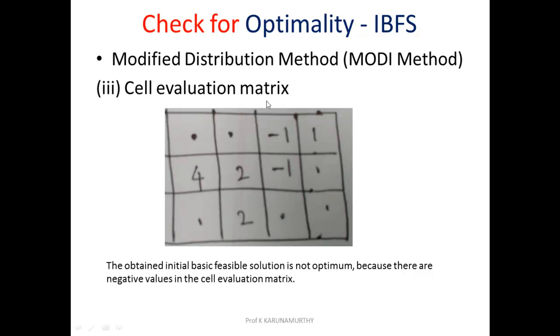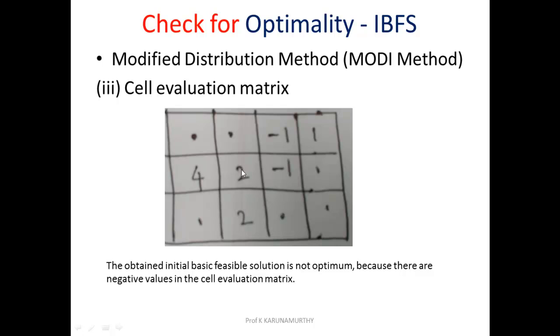Similarly, for all the unallocated cells, from the original cost matrix, we are going to subtract this u plus v matrix for unallocated cells. This we call the cell evaluation matrix. Only if all the entries are positive in the cell evaluation matrix, we say that the solution obtained is optimum.